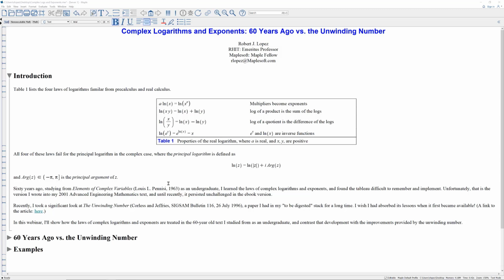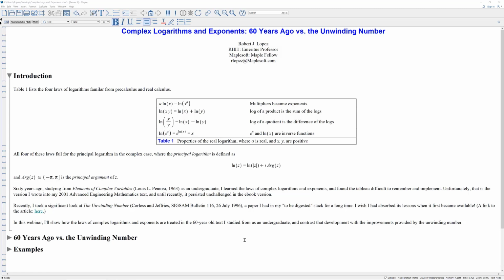And it ended up in my ebook version until I just recently updated the ebook version to take into account this notion of the unwinding number. Now, if you look at this paper that proclaims the unwinding number here, 1996, all I can say is I wish I had read the paper and digested it sooner, because it sat in my stack of papers that I was going to take a longer look at. It was only recently that I took that longer look. And if you want a copy of the paper, you can download it from this link.